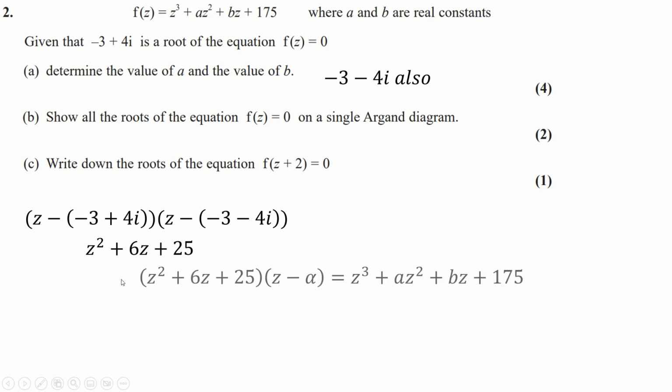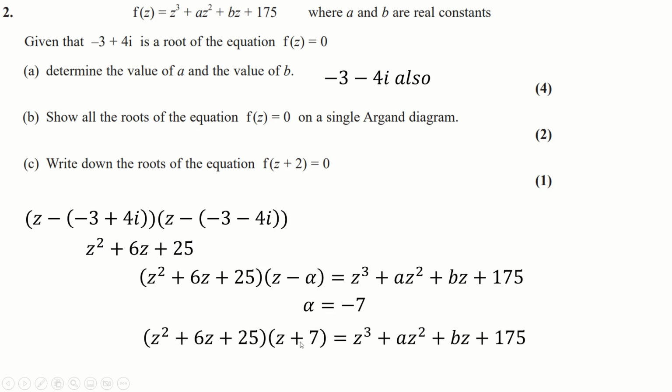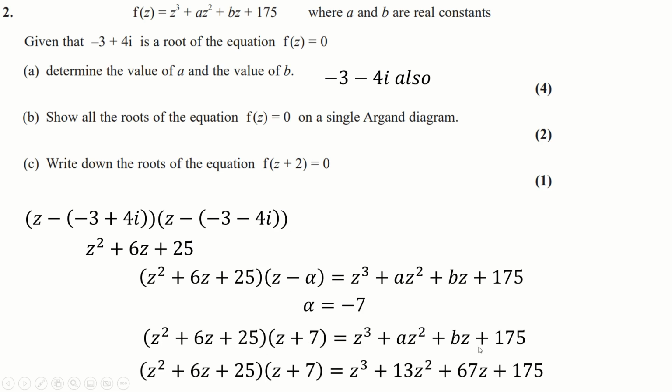And then, of course, like I said, we can say that times some other root z minus alpha is the original thing. And now we can just see here that alpha must be 7, I guess, or minus 7, I guess, because it needs to make this a plus as well. And then once you've got alpha is minus 7, which makes this whole thing plus 7, you can then just expand this out and work out A and B. There are probably lots of other ways to do that.